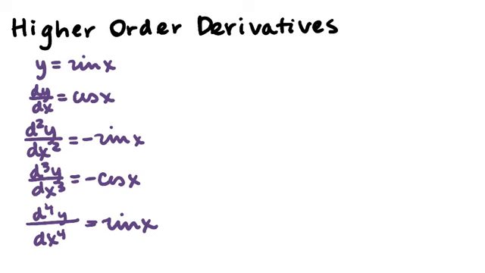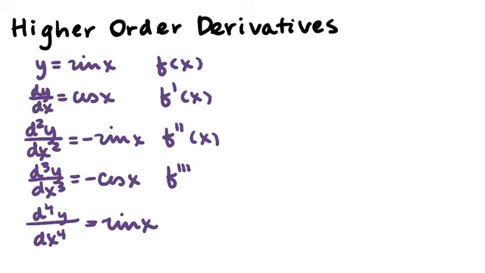Okay, so another bit of notation, right? We call y f of x sometimes, and we call the derivative f prime of x. And we call the second derivative f double prime. We could even call the third derivative f triple prime.